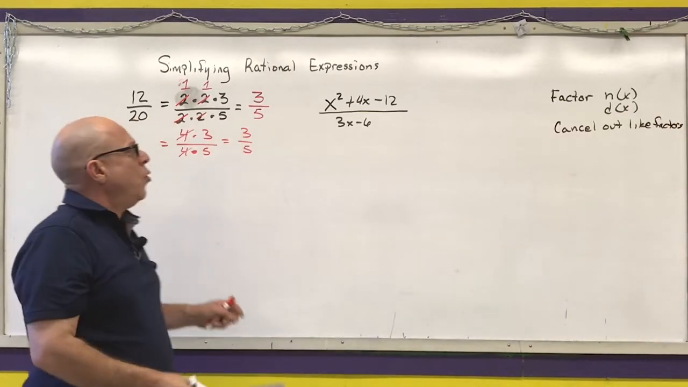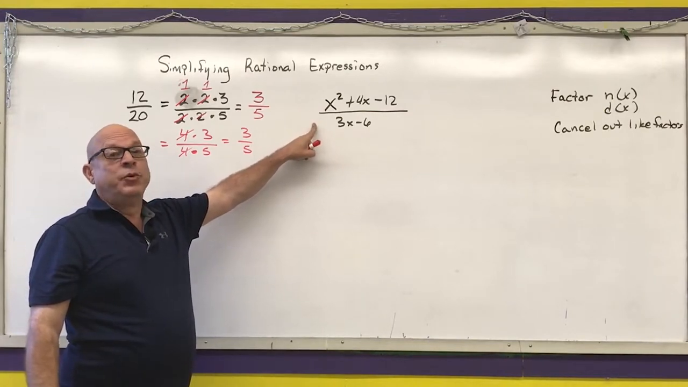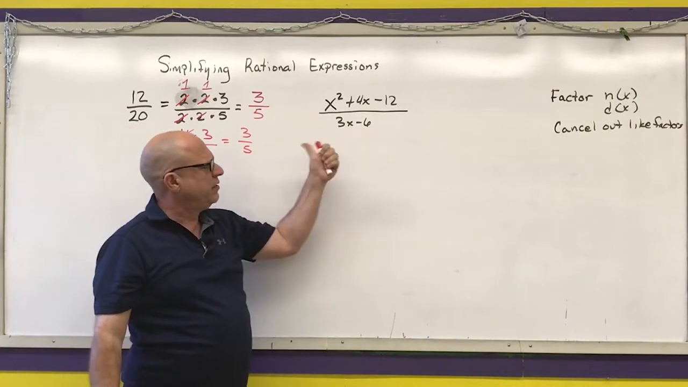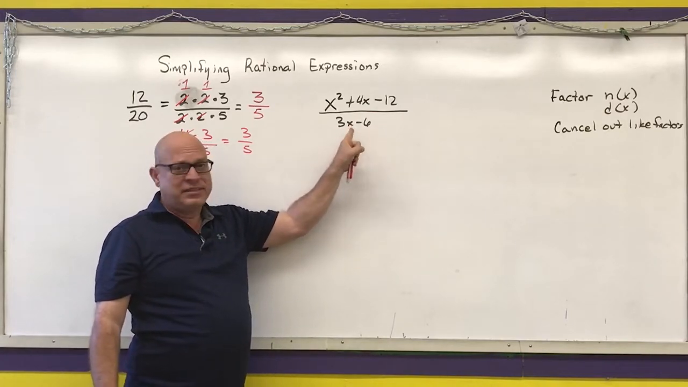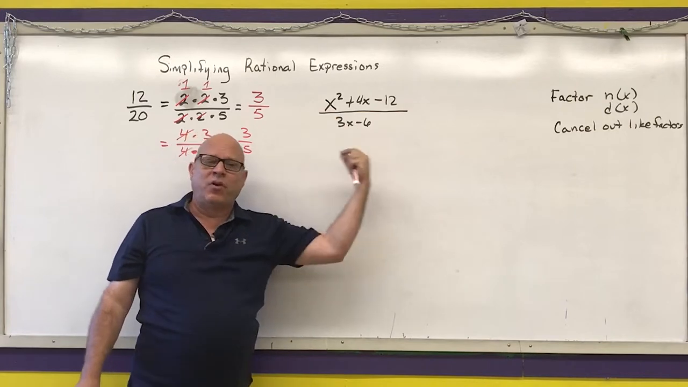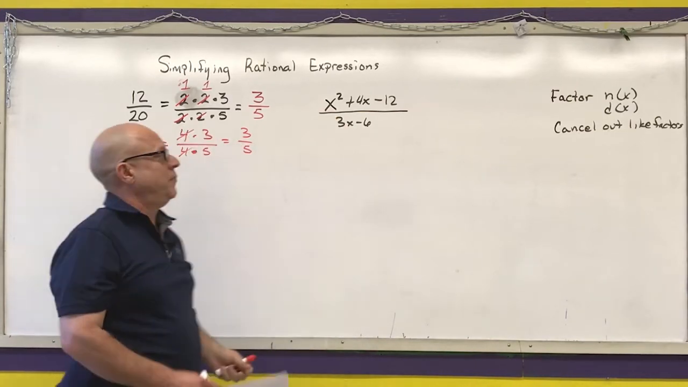Okay? If I cancel out something in the denominator, I need to remember that because, like when we did the domain of rational functions, the domain is all real numbers except what makes the denominator zero. If I end up crossing something out of the denominator, I have to take that into account, and you're going to see that in the example.